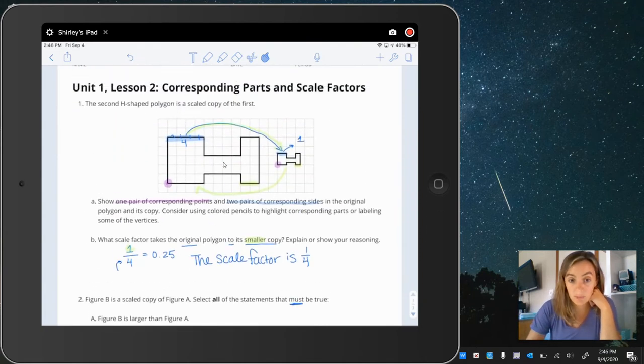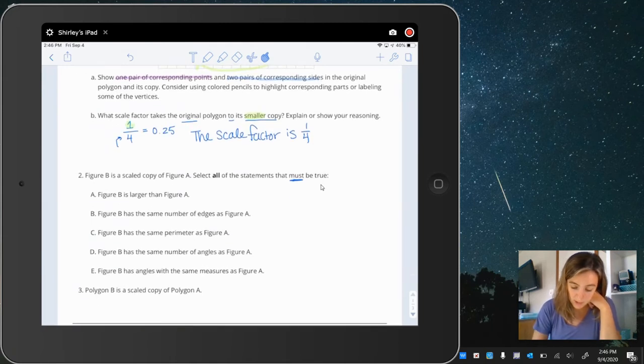If I think about this example here, if this is figure A and this is figure B, this isn't larger, but it's still a scaled copy. So that's not true, so I'm not going to circle A. Let's go ahead and just eliminate that so we can't see it anymore.